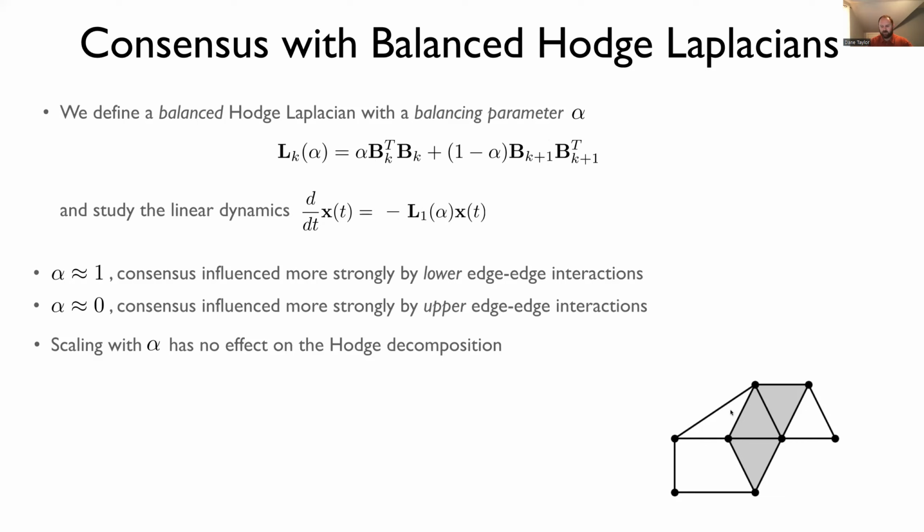So this is consensus where we have coupling between the edges, and each edge is given a state. And when alpha is close to 1, consensus is more strongly influenced by lower edge-edge interactions, so edges that have a common vertex. And when alpha is close to 0, the consensus is more strongly influenced by the upper connections, so when edges share a triangle. Scaling by alpha has no effect on the Hodge decomposition, just due to the orthogonality of the subspaces.